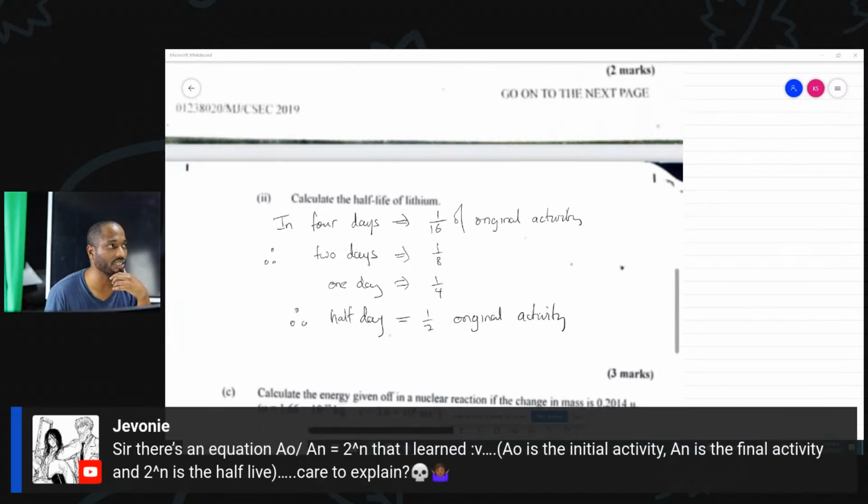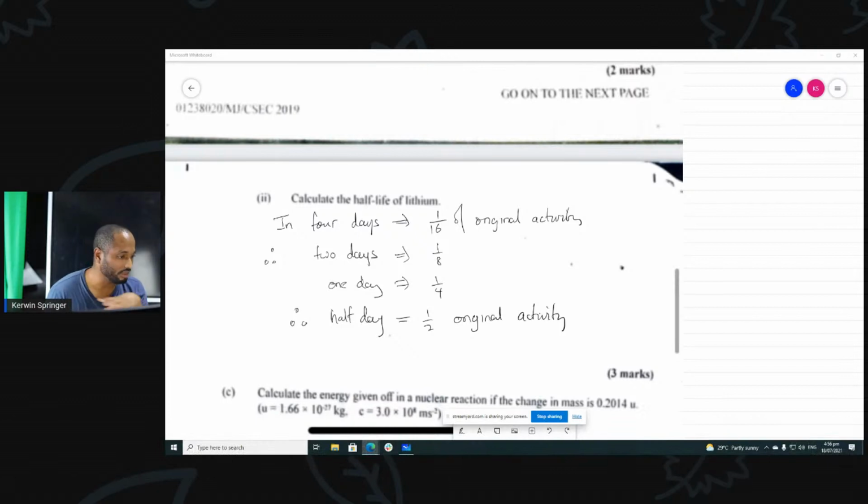All these CSEC questions on this can be done without using any exponential equation, any equation on the whole. There's an equation, A0 over An is equal to 2 to the power of n, that I learned. Yeah, that will work for half-lives, but you could normally just count up your half-lives for CSEC.